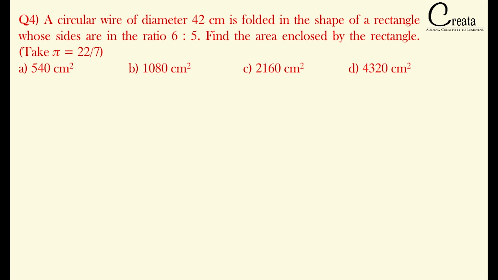The question is, a circular wire of diameter 42 cm is folded in the shape of a rectangle whose sides are in the ratio 6:5. Find the area enclosed by the rectangle. 4 choices are given.